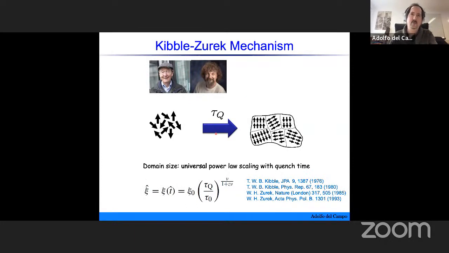The key prediction of their works is that the typical length scale of the domains in the broken symmetry phase scales universally with the quench time, the time scale in which you cool the system, following a power law with a power law exponent which is solely expressed in terms of equilibrium critical exponents. So nu being the correlation length critical exponent, z being the dynamic critical exponent. And testing this very simple power law has been the subject of sustained efforts over the last four decades.